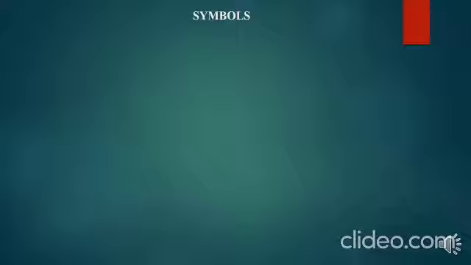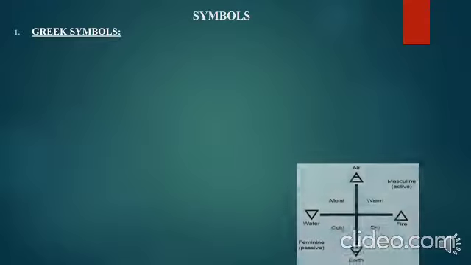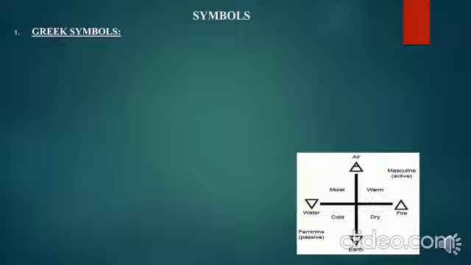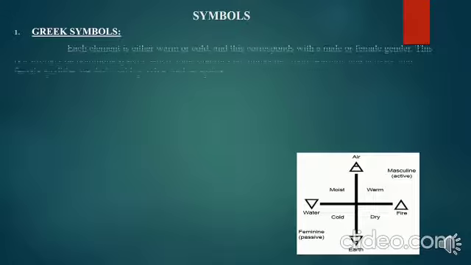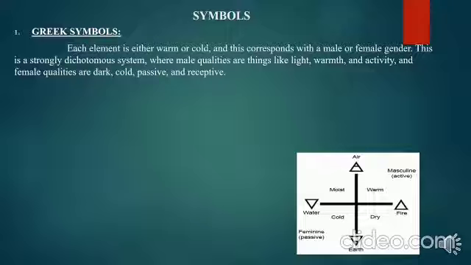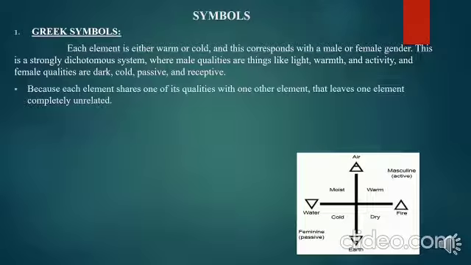The first type is the Greek symbol. This is the most ancient or old way of giving symbols. As you can see here, these are the symbols organized by the Greeks: air, fire, water and earth. The orientation of the triangle is determined by warmth or coldness, or it can also be determined as male or female. Each element has its own quality that is different from the other.